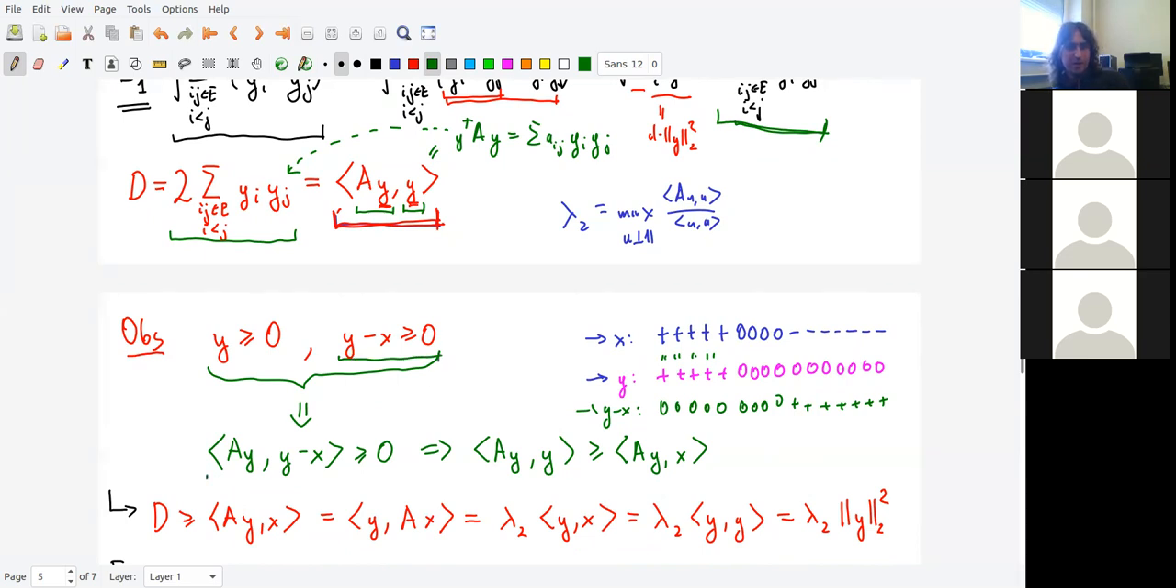So if I look now at this scalar product of y and y minus x, then this value here is non-negative, because in this whole summation I only consider non-negative terms. Yeah, because y has only non-negative terms, y minus x has only non-negative terms, and of course the adjacency matrix also has only non-negative terms.